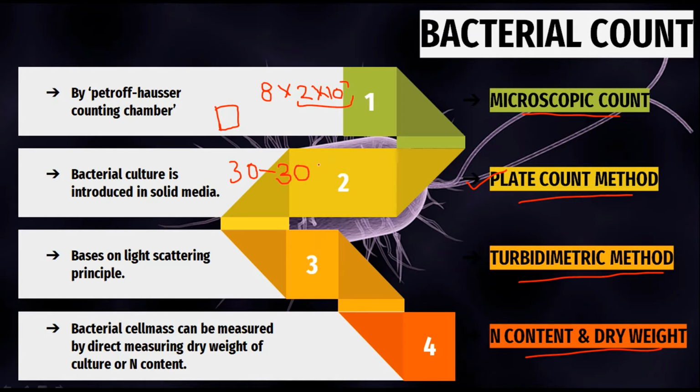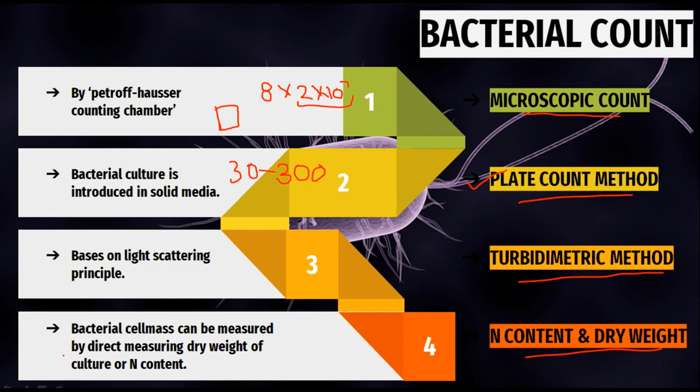Next we have the turbidimetric method, which is based on the light scattering principle, and it uses the optical density and the absorbance which is given by the bacterial number, and then it indicates the result simultaneously. Next we have N content and dry weight.